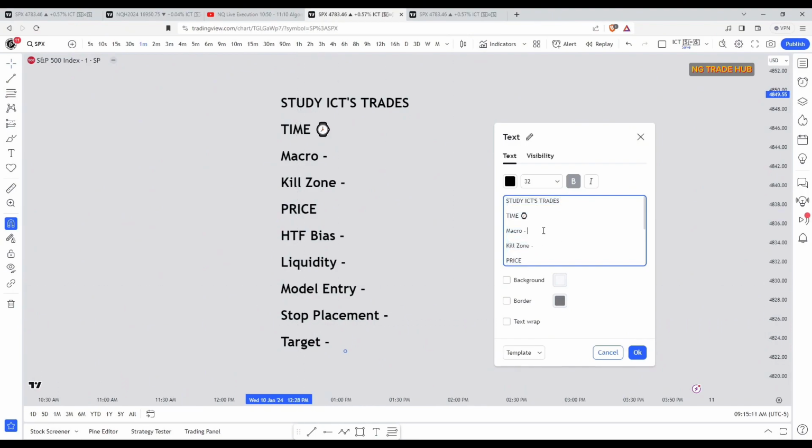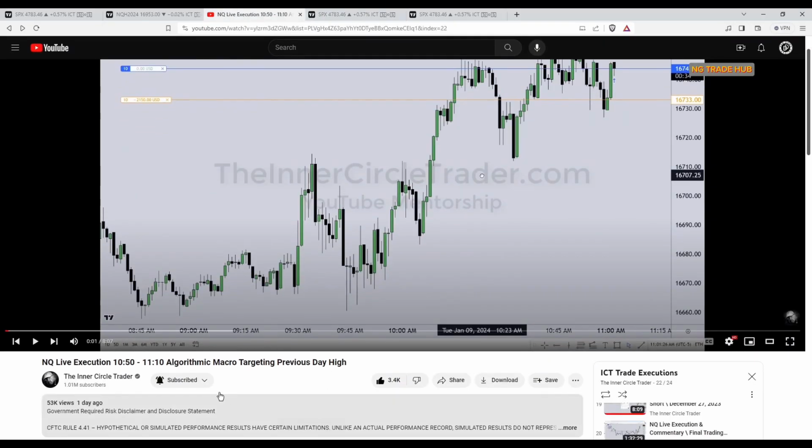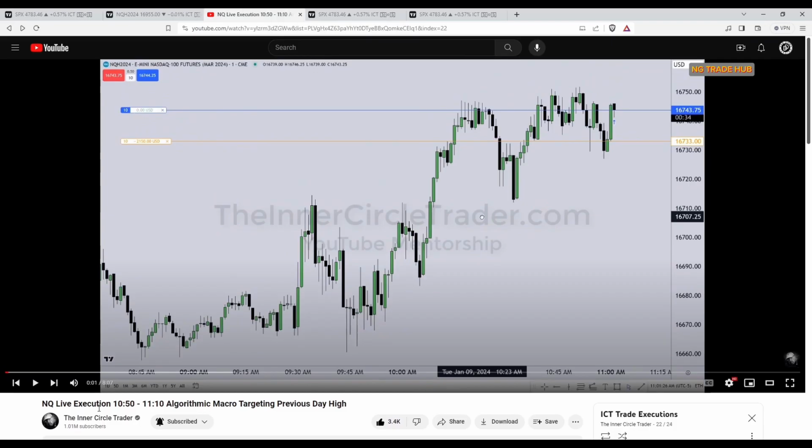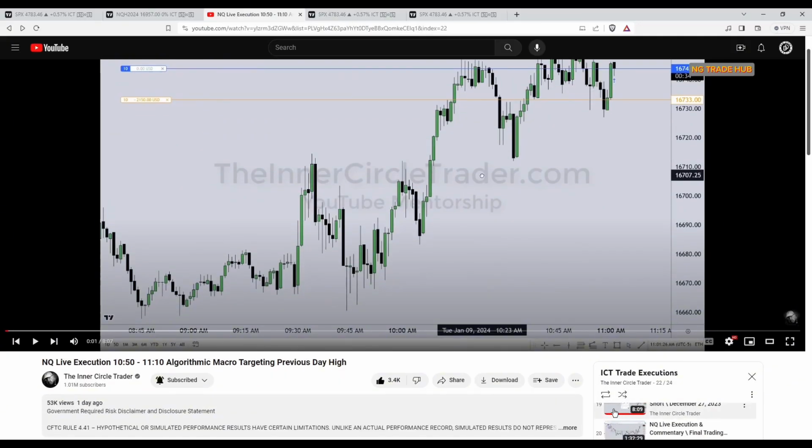So it's really just understanding what he's trading. You start to see this repeating phenomenon in all of his trades. We're going to be taking a look at this one. If you want to look at it on your own, it was 1 day ago. You can click on his profile and click on the ICT trade executions playlist. He has about 24 on there.